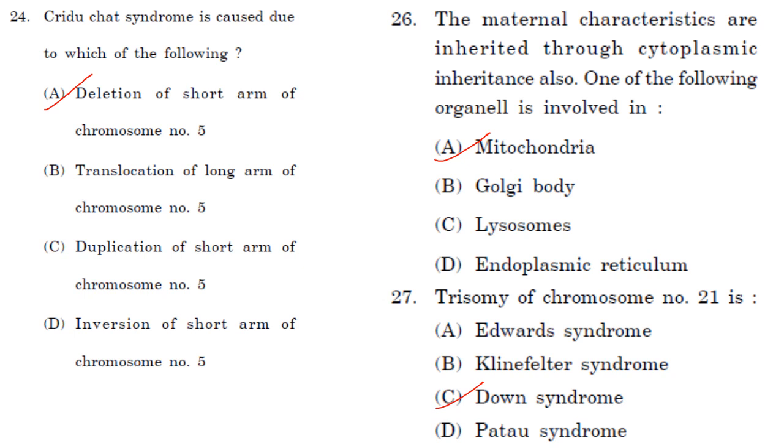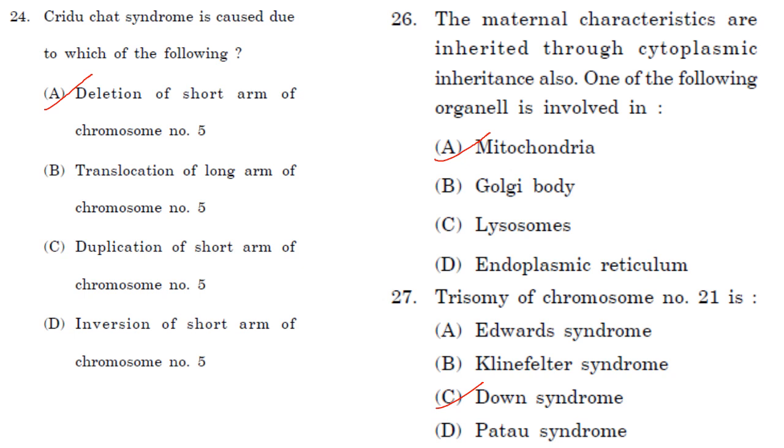Then next one, the maternal characteristic inherited through cytoplasmic inheritance also. One of the following organelle is involved. So which organelle is involved in cytoplasmic inheritance? It is naturally your mitochondria and chloroplast. They are involved in cytoplasmic inheritance. But in the options only mitochondria is given. So option A is the correct answer.